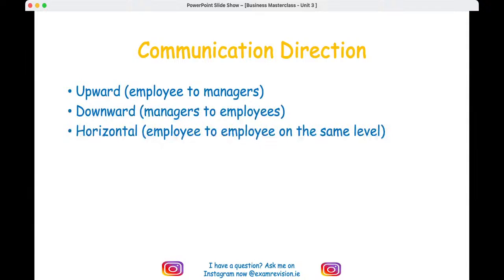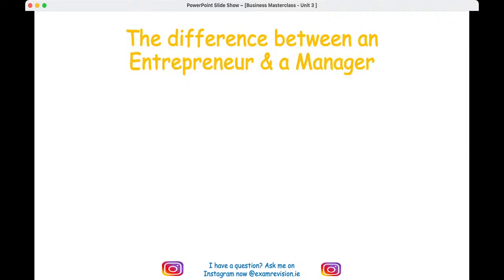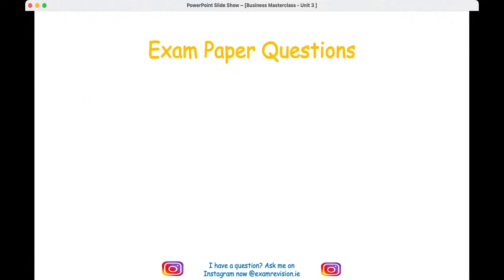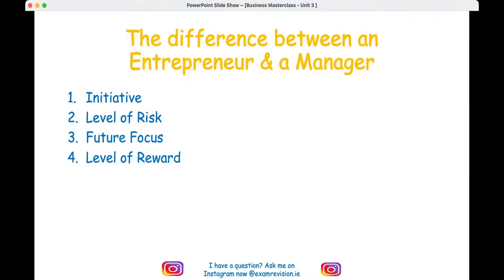A question for Unit 3 that you need to be aware of is the difference between an entrepreneur and a manager. So initiative could be one that you could mention. An entrepreneur generates lots of ideas and finds new ways of tackling and solving problems. They try to spot gaps in the market, whereas a manager just implements the ideas. So an entrepreneur might come up with it and try to fix the problem, where a manager then will just implement the strategies in order to fix that.